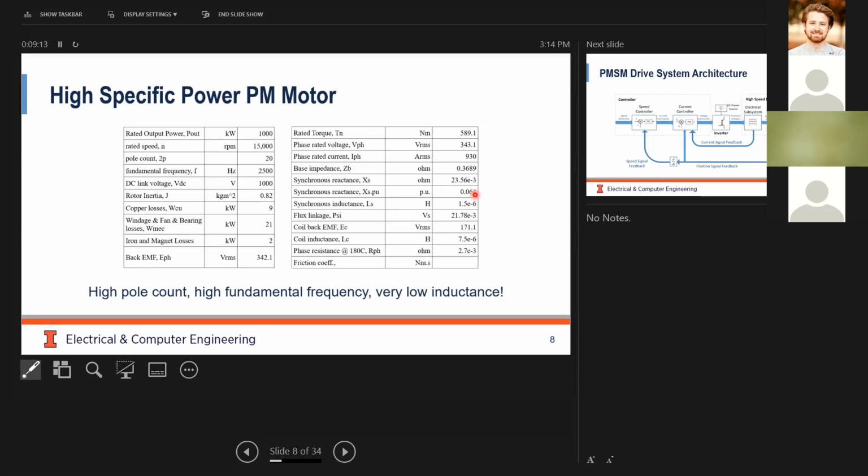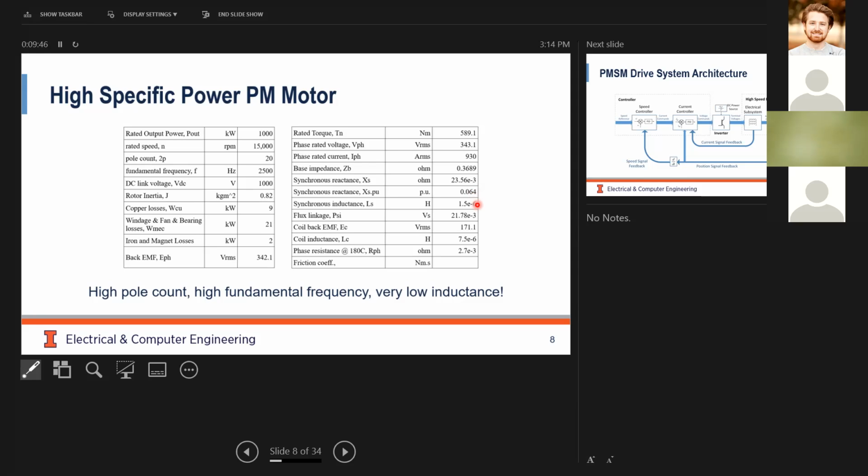Why is it so low? First, we have high pole counts. The reactance is inversely proportional to the pole count. Another thing is we don't have iron teeth, so a large portion of the magnetic path is in the air instead of in ferromagnetic materials as in conventional machines. So that's why this inductance is so low.